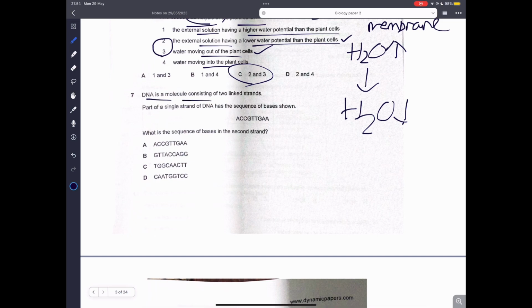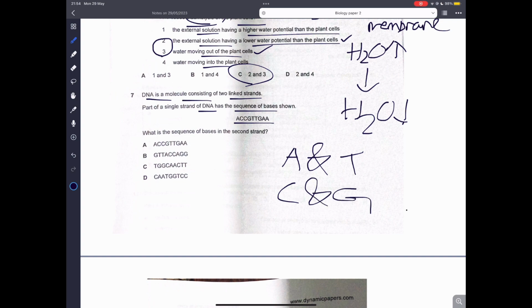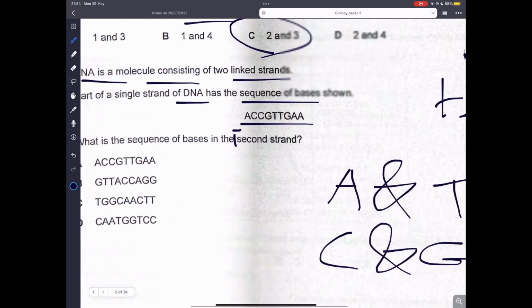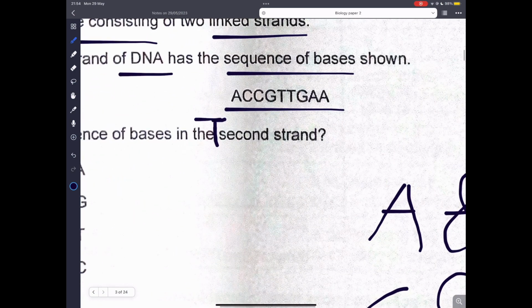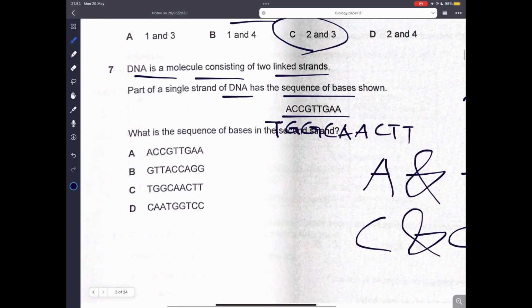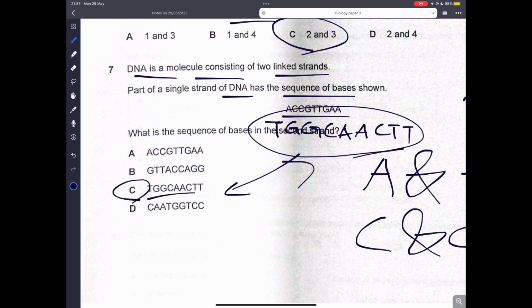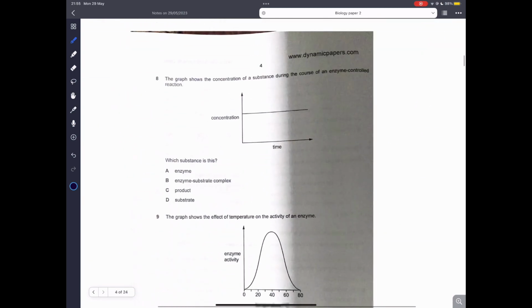Question number 7. DNA is a molecule consisting of 2 linked strands. Part of a single DNA strand is shown. Okay, so remember that A and T pair up and C and G pair up. So now we can just write them out again. A pairs with T, so T, G, G, C, A, C, T, T. Now just find the one that is pairing with this, and this is C, so the reasonable answer is C.